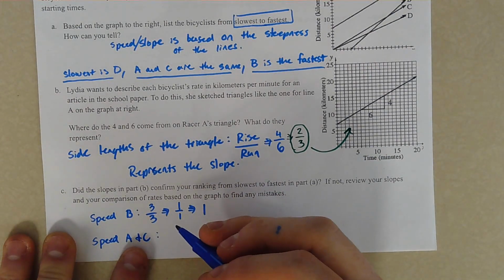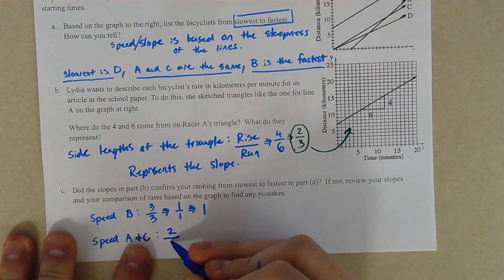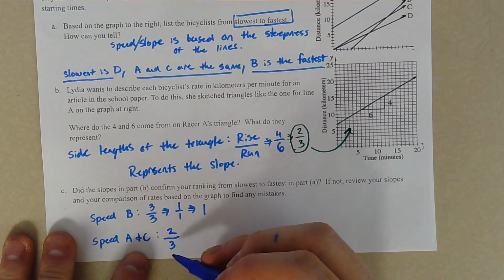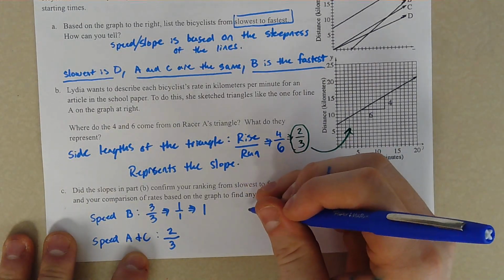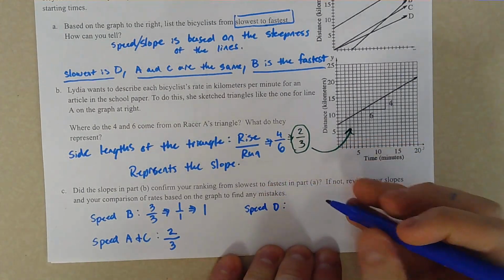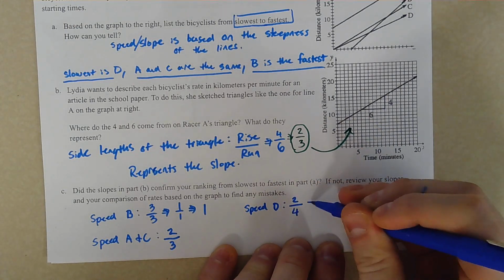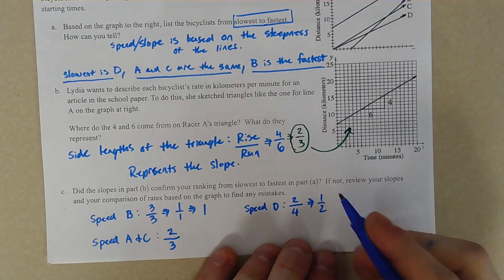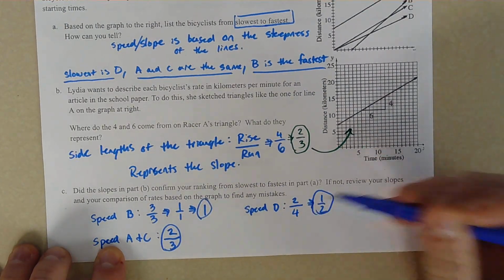Our speed of A and C has a rise of 2 and a run of 3. 2/3 cannot be simplified. That's an even and an odd number that are in its simplest form. That's our speed. So then last but not least, we need to find the speed of D. So speed D, it is a rise of 2 and run of 4. Now 2/4 can be simplified down to 1/2, because you can take a 2 out of the top and the bottom. So we got 1, 2/3, and 1/2.